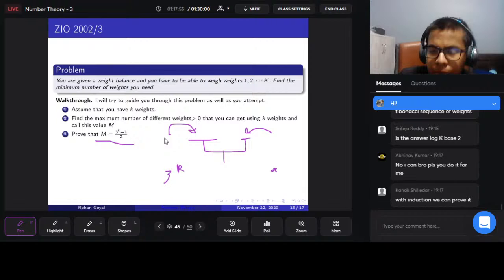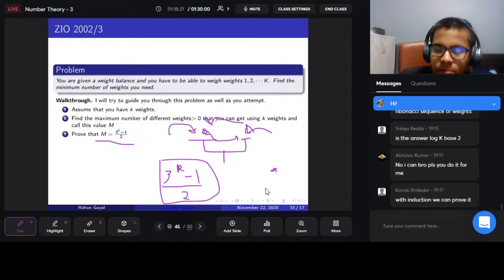But in one way, I didn't end up placing anything anywhere, so I removed that way. But if you place some set of weights here and the remaining here, you could have placed these here and this here and still weigh the same thing. So you divide it by half. So that's the total number of things you can weigh. Is that fine?